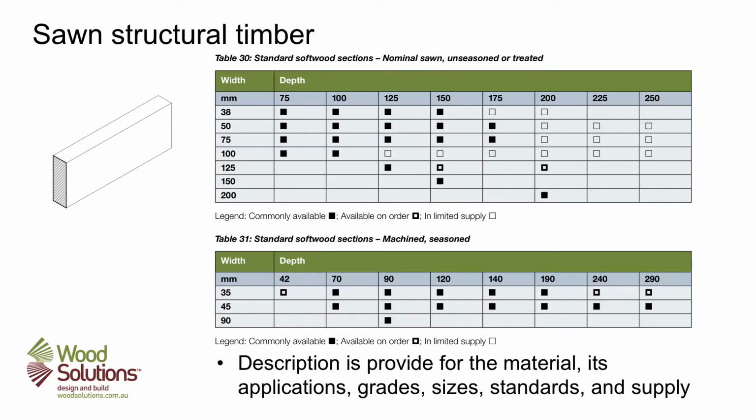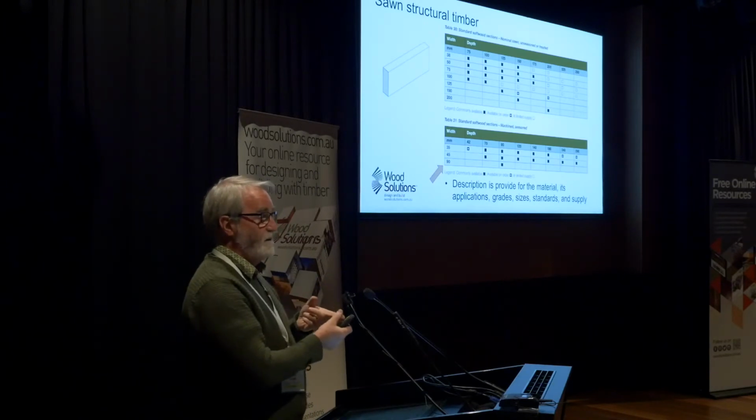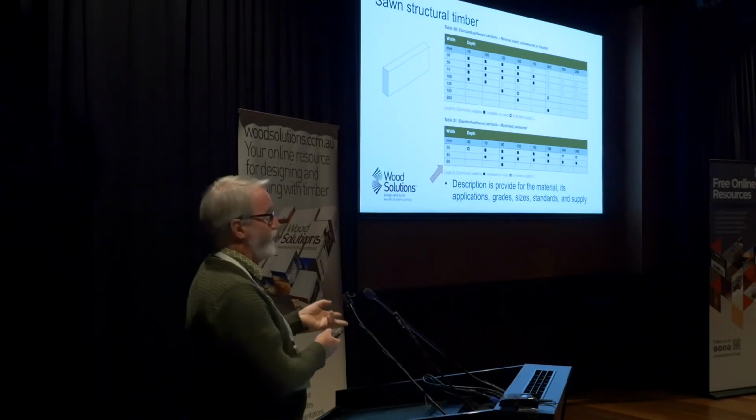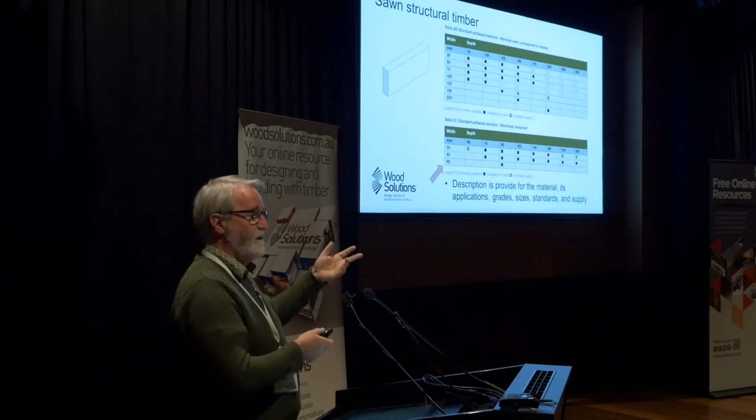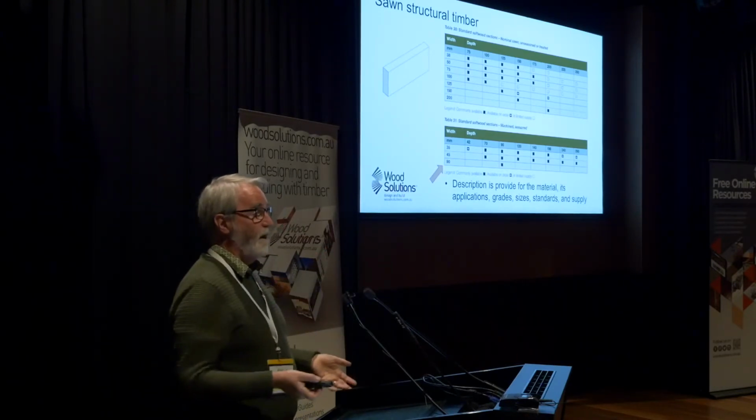If we look at something like sawn timber, there's then tables to show you the sizes that are readily available, and if we're making a reasonable building, we're going to be using machined seasoned material. It'll have a range of sizes that are available. It'll have a range of grades, which we describe. Those grades will be defined by standards, which are described, and there'll generally be some guidance as to supply.